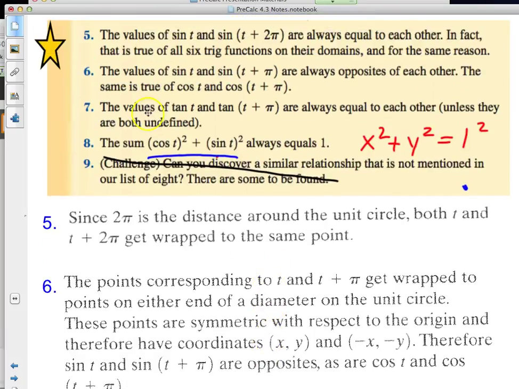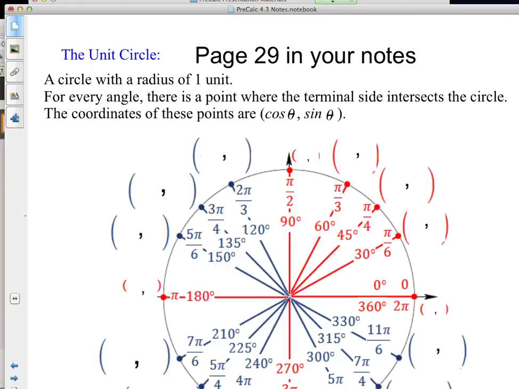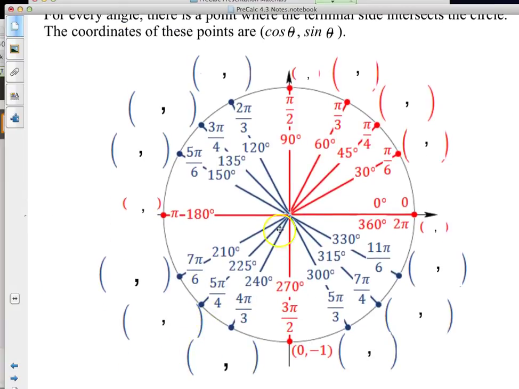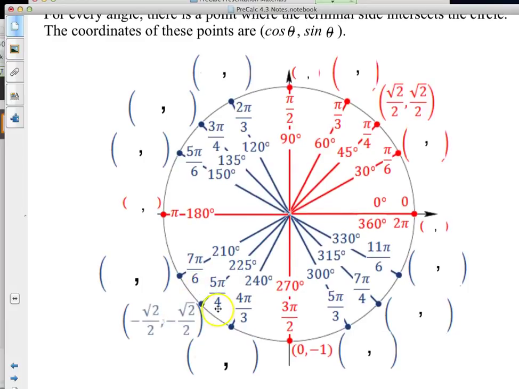Now in 7, the values of tangent t and tangent t plus pi are always equal to each other unless they are both undefined, which means they're quadrantal angles maybe. Let's look at that back at problem 29. So we're talking about tangent. Let's take the easiest tangents because we don't have to work too hard when we talk about pi over 4s. But this is a negative divided by a negative, positive, positive divided by a positive, positive, and over here, negative and a positive, positive and a negative.